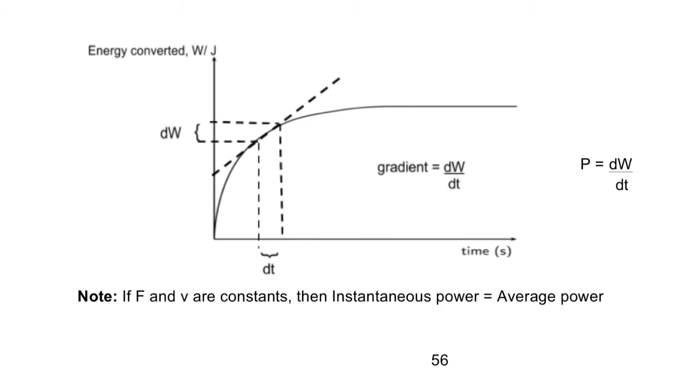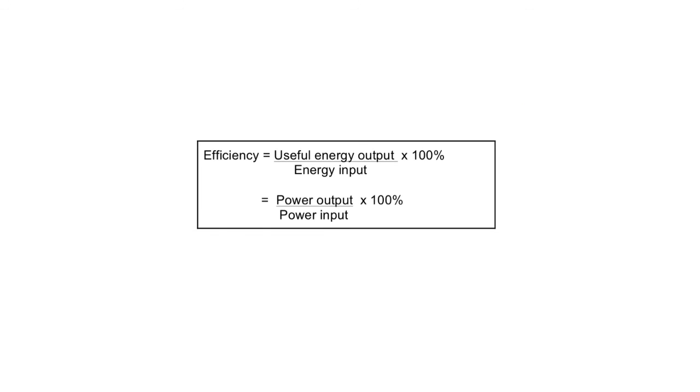Understand? Alright? And since you know that the formula for power is energy, or change in energy, divided by time, the energy change is also power times time. So if you have a graph of power versus time, you can actually use the area under the graph to find the energy change as well. Alright, that's also applicable. The next one is efficiency.